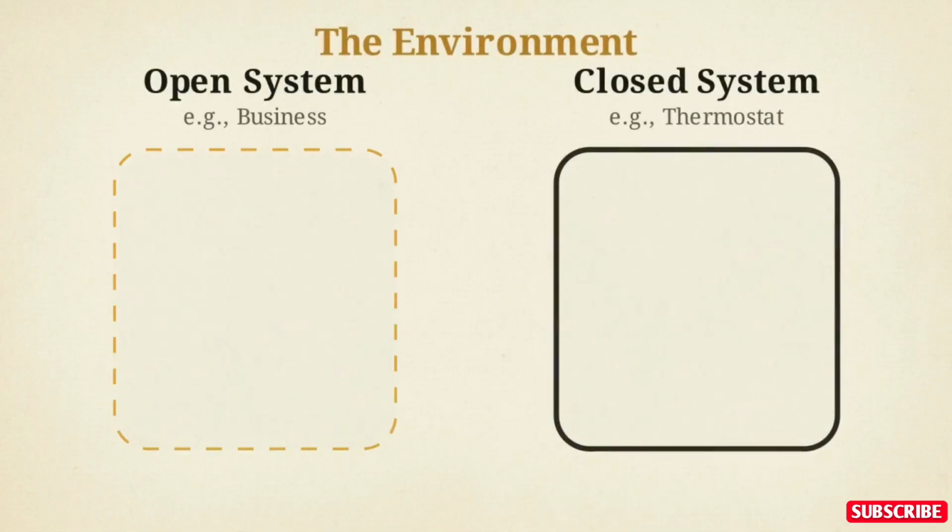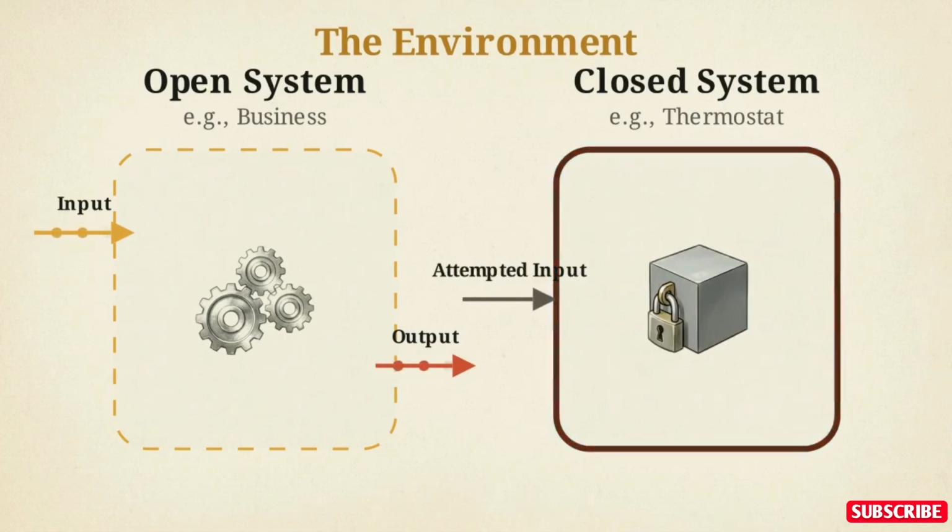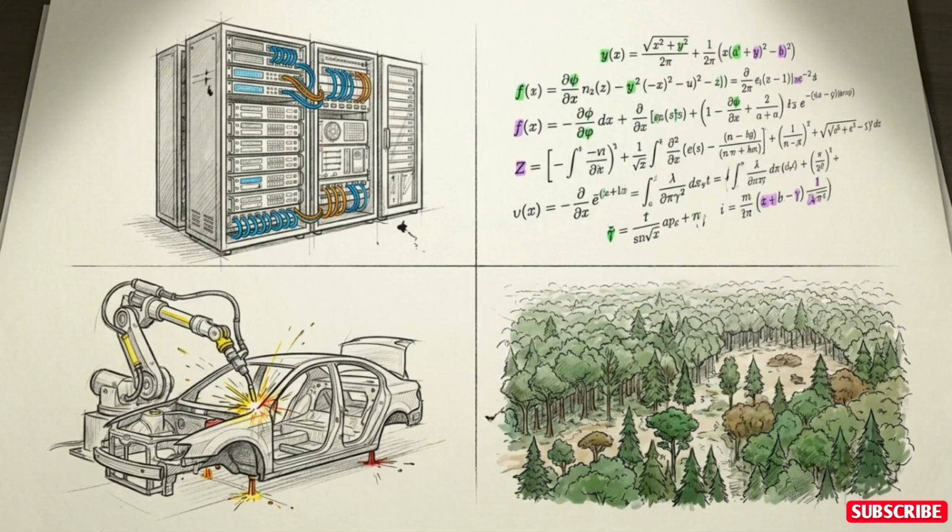Systems are further categorized by how they interact with their surroundings. Open systems, like a business, exchange data with their environment, while closed systems, like a thermostat, are self-contained. They can also be classified as physical, like computer hardware, or abstract, like a mathematical equation, and man-made versus natural.